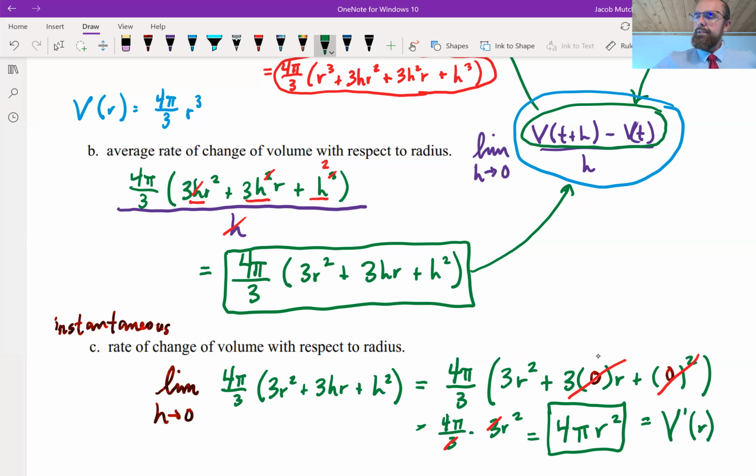Thank you for joining for this investigation of interpreting the derivative as an instantaneous rate of change in real-world scenarios. I'm going to let you go and interpret your own real-world scenarios in terms of the definition. Thank you for joining. See you soon.